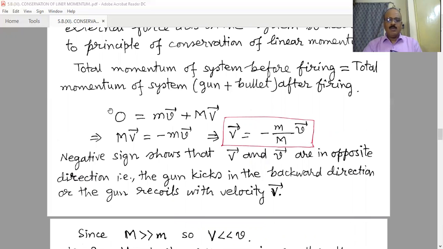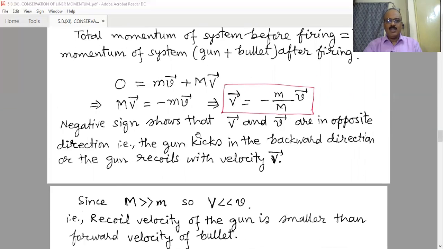Therefore, initial momentum is zero, and after the firing, the momentum will be m v vector plus M V vector. That is the vector sum of the linear momentum of the bullet plus the linear momentum of the gun. Now, by calculation, we get M V equal to minus m v. Therefore, V vector equals minus m divided by M into v vector. The negative sign shows that v vector and V vector are in opposite directions. That is, the gun kicks in the backward direction, or the gun recoils with velocity V vector.